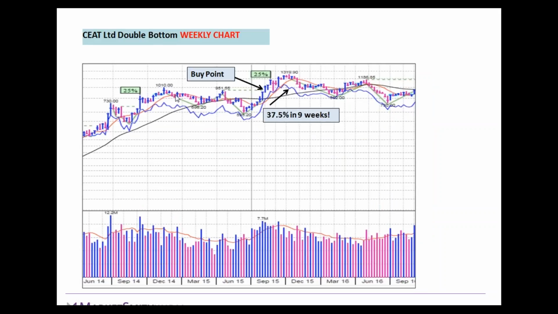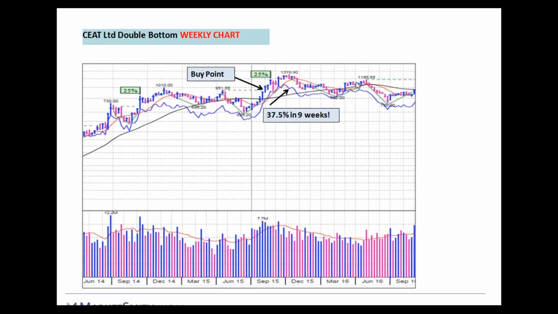So here's what happened. This was the double bottom base that we looked at earlier. This was the breakout, and very quickly we got a 37% gain in just a span of 9 weeks. So we have a gain in a short period of time, and then it starts consolidating.